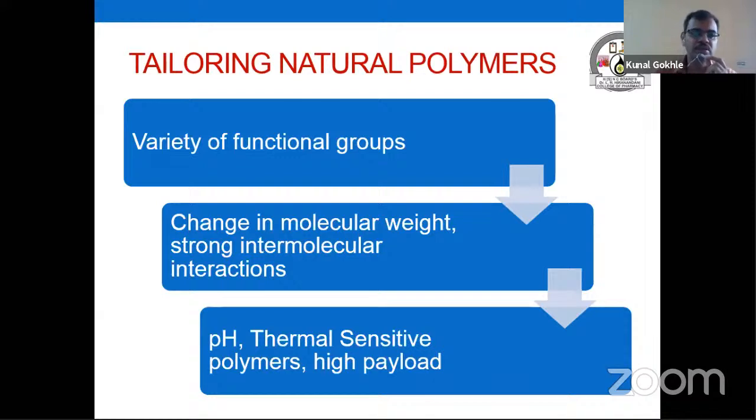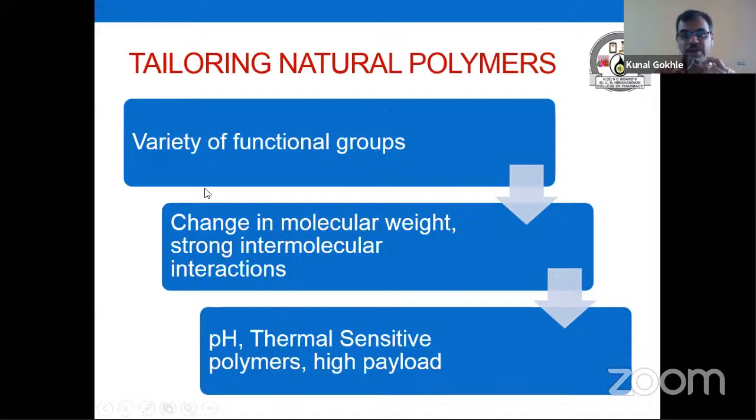You can make your natural polymer pH sensitive, thermal sensitive, and stabilized against oxidation reactions, where the majority of drugs degrade because of oxidation problems. So you can make your polymer less oxidizable, less reducible, if you have a basic synthetic knowledge of chemistry.